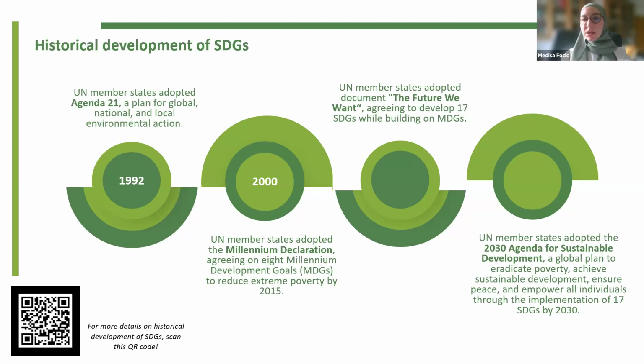the global development. Inspired by the Millennium Development Goals, in 2012 United Nations member states adopted the Future We Want document, agreeing to develop 17 Sustainable Development Goals, now based on the principle of universality that will be applied to all countries globally. As a result of this work, in 2015 the 2030 Agenda for Sustainable Development was adopted, and now it serves as a global plan for eradicating social, economic, and environmental challenges by 2030.